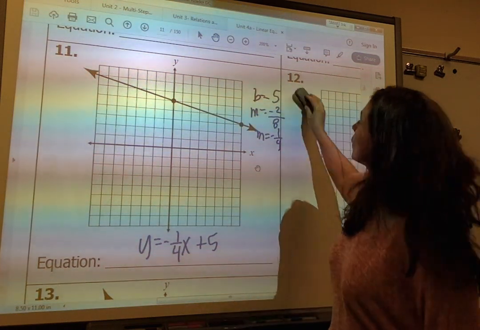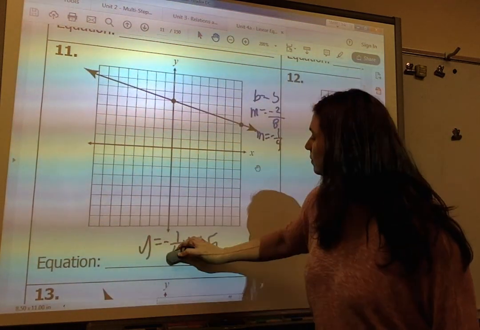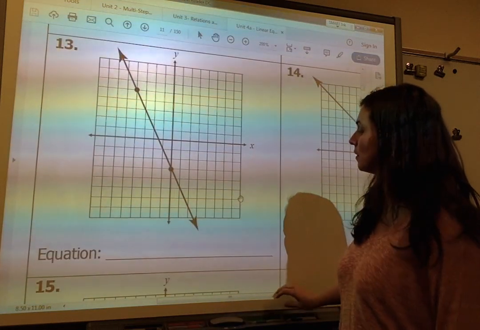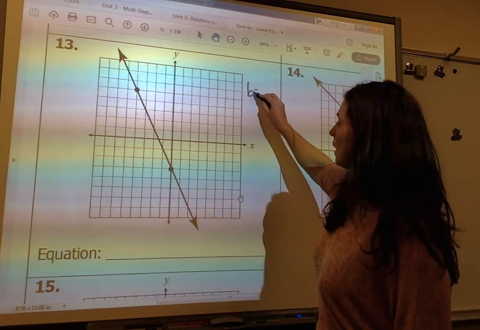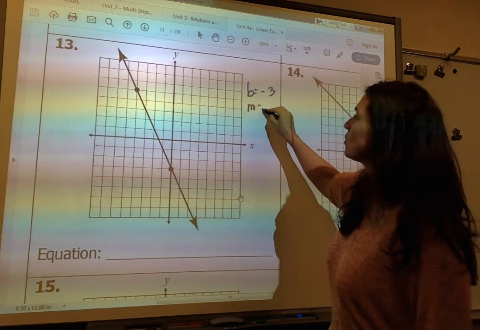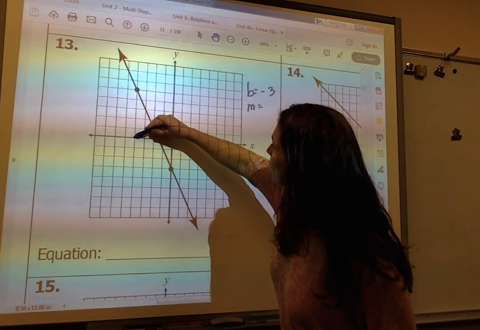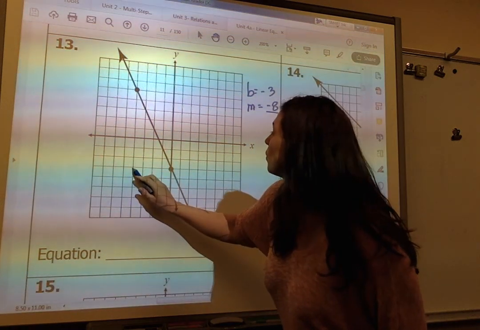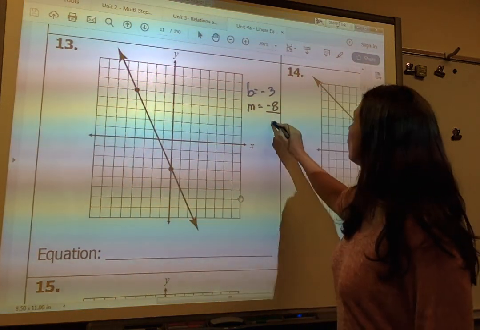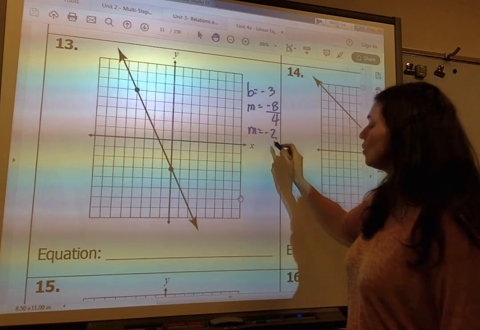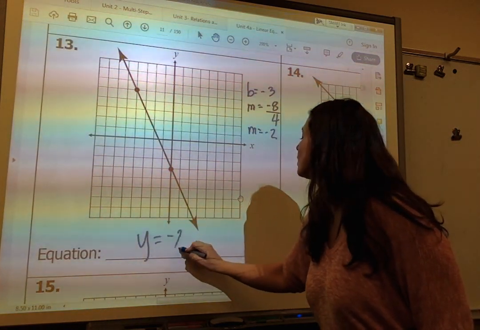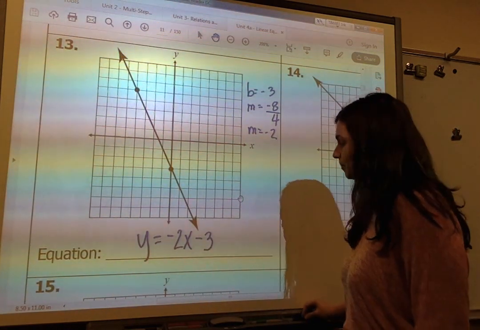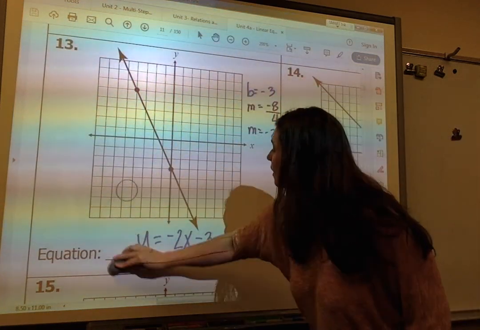Okay, let's take a look at number 13. My beginning point is negative 3. My slope is down 3, 4, 5, 6, 7, 8. So down 8, run 1, 2, 3, 4, which reduces to negative 2. So my equation is y equals negative 2x minus 3. I hope you're getting this.